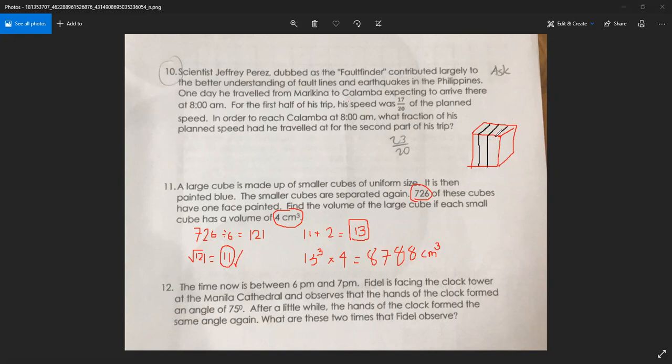So again, this cube is just a representation of the problem. So if they cut it this way and then dismantle it, it will create a lot of cubes, correct? So after dismantling it, they counted the number of cubes with only one face painted. They counted it and they got 726. So that is actually the situation in this given problem.